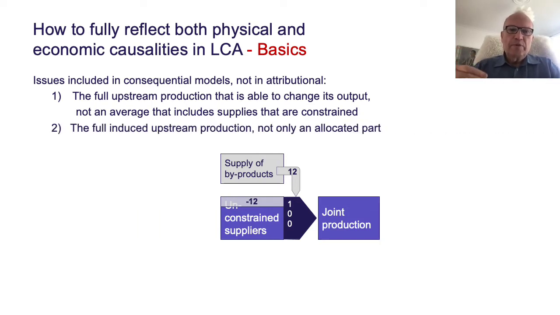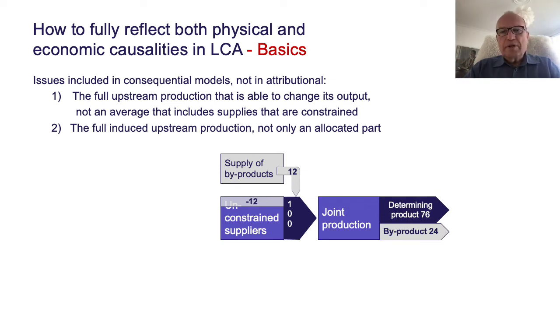Secondly, we include the full induced upstream production, not just an allocated part. If we have a situation where the determining product is 76 kilograms and the byproduct is 24 kilograms, in a revenue allocation, the attributional LCA would take the part that comes from the revenue of the byproduct. Let's say in this case 11% of the revenue comes from the byproduct, then 11% of the joint production and the full upstream would be eliminated.